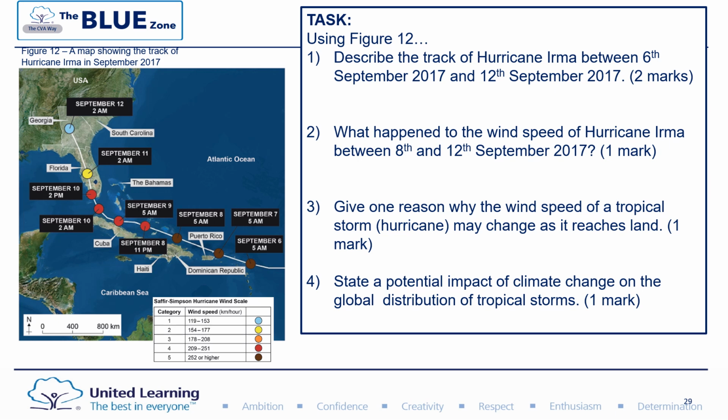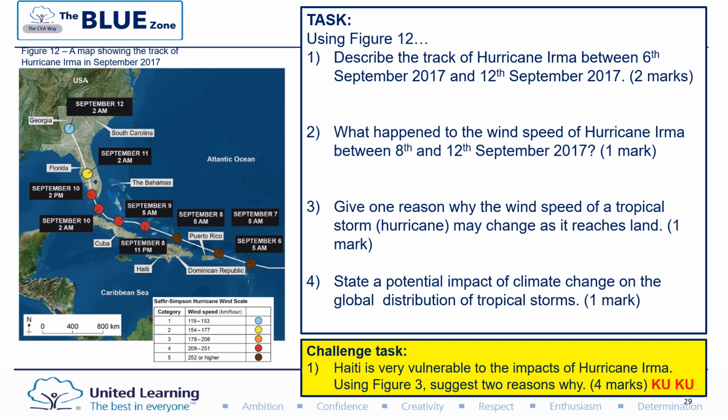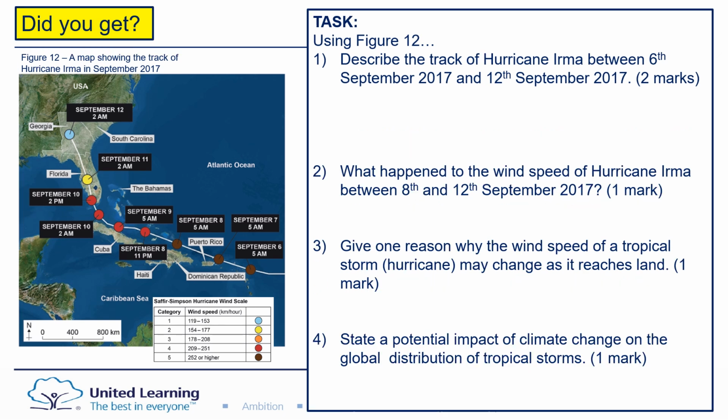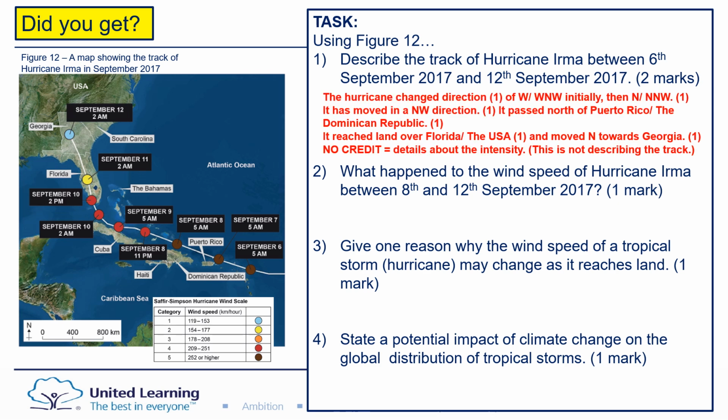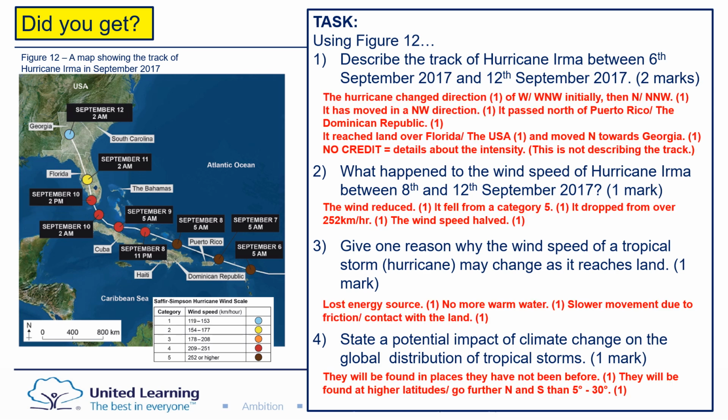Question 2: what happened to the wind speed of Hurricane Irma between the 8th and 12th of September? Question 3: give one reason why the wind speed of a tropical storm may change as it reaches land. And question 4: state a potential impact of climate change on the global distribution of tropical storms. So pause the video here and have a go at answering those questions. Brilliant guys. Let's go through the answers to see if you've got the same as me. I'll leave them there for you to pause and mark.